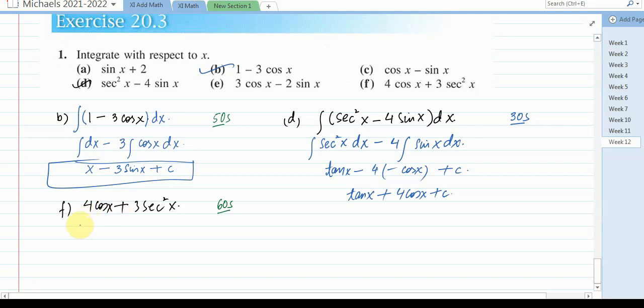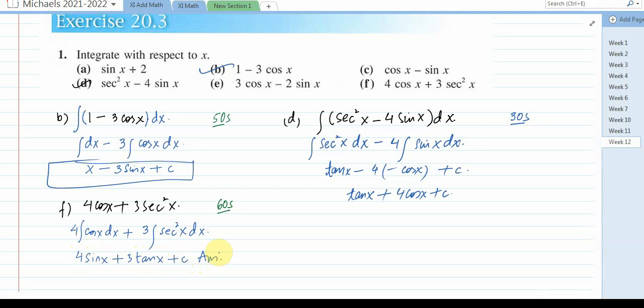Alright, so you need to integrate the function 4 cos x plus 3 sec square x dx. Alright, the integral of cos x, it's sin x, plus integral of sec square x, it's tan x, and plus c, that is your answer. Now in all those questions, keep in mind that the angle is only x, so the derivative of x is 1, and that is why we are not multiplying with any constant here, which we had discussed in example number 16 in the above part.